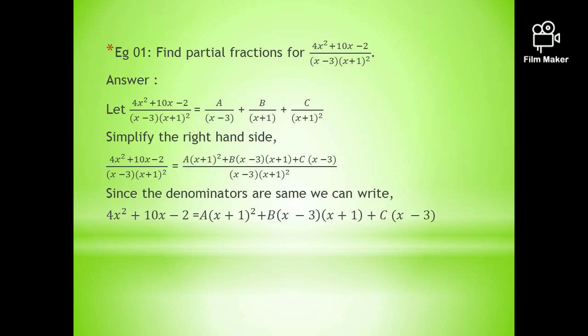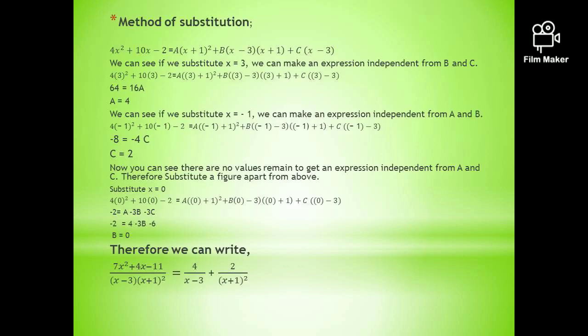With that you can obtain 4x squared plus 10x minus 2 equals A times x plus 1 squared plus B times x minus 3 into x plus 1 plus C times x minus 3. Then you can use the method of substitution or method of equating coefficients to find the values for A, B and C. I prefer to use the method of substitution for this question.